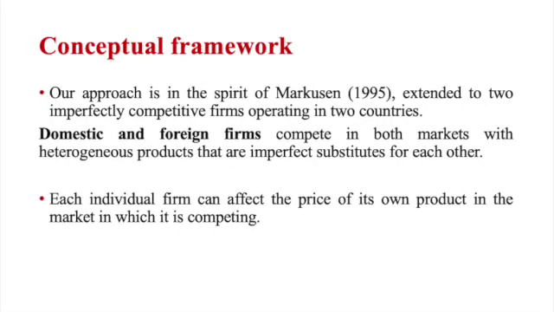Conceptual framework. Our approach is in the spirit of Markusen, 1995, extended to two imperfectly competitive firms operating in two countries. Domestic and foreign firms compete in both markets with heterogeneous products that are imperfect substitutes for each other. Each individual firm can affect the price of its own product in the market in which it is competing. So, each firm can choose whether to produce only domestically or to build plants in both countries and produce both locally and in the foreign country.